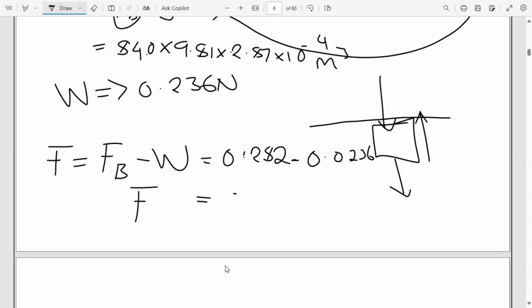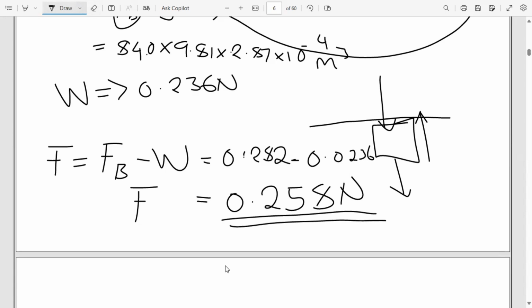Submerged as equal to 0.258 newtons. Okay, so sorry, I made a mistake on the volume. Instead of writing to the power minus 5, I wrote to the power minus 4, which tampered with the rest of the answers, but I've made corrections, and this is the actual way to go.